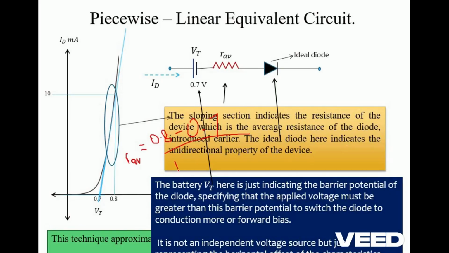Keep a pencil in your hand, and at 0.8 volt, the current is 10 milliampere, and at 0.7 volt the current is 0 because the diode has not started to conduct. So what is the value of average AC resistance? It comes as 10 ohm. Can you see the answer? Calculate it by yourself, you will understand it better.